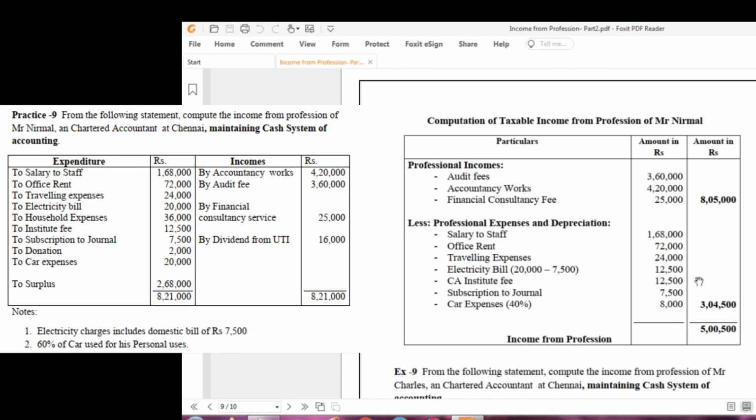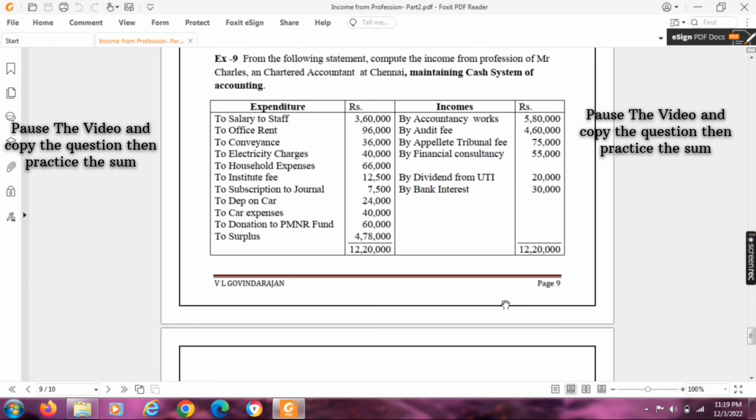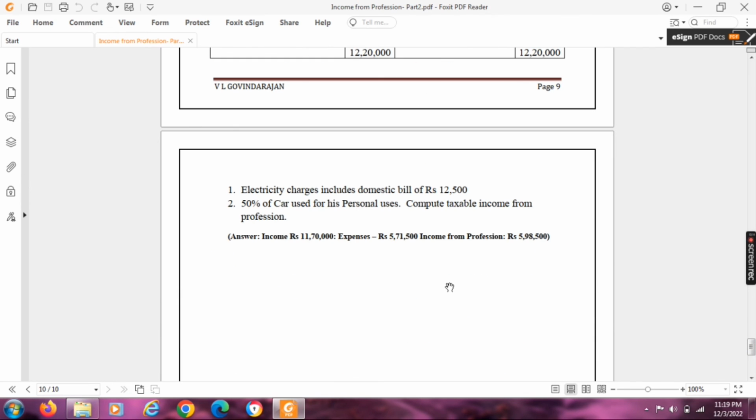So his total professional income will be 8,05,000, and his professional expense and depreciation will be 3,04,500. Balance 5,00,500 will be the taxable income from profession. In the same pattern, the listeners can practice exercise 9 for easy understanding of income from profession. Okay, bye.